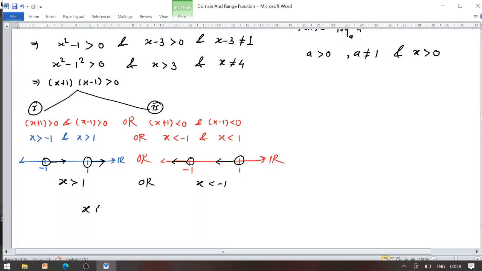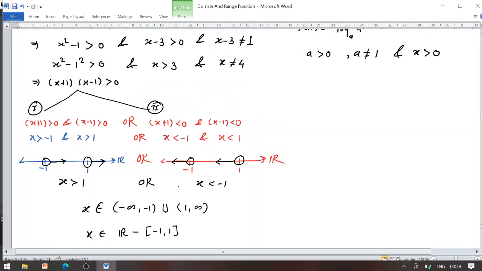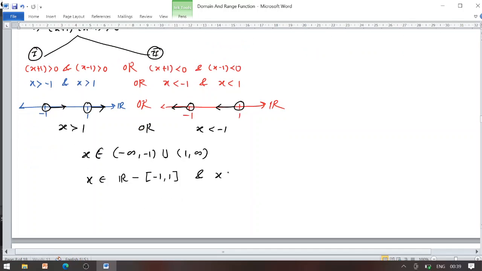x belongs to, look carefully, x is firstly strictly less than -1. So from -infinity up to -1 we have the open interval. There is a word "or", so we have to use the union. Now x is strictly greater than 1, so we have the interval 1 comma infinity. That means you may write x belongs to the set of all real numbers excluding the closed interval from -1 to 1.